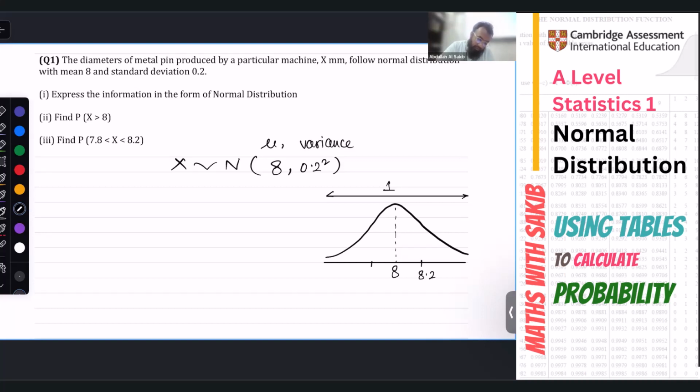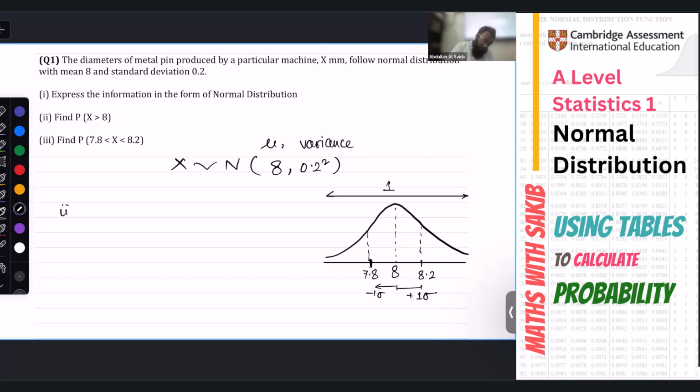What will it be on the left side? I'm just adding one standard deviation on the right, so that will be 8.2. On the left, how much will it be? 7.8. This is one standard deviation away from the mean. Clear? So this is my point, and this is my other point. Now let's do some math.